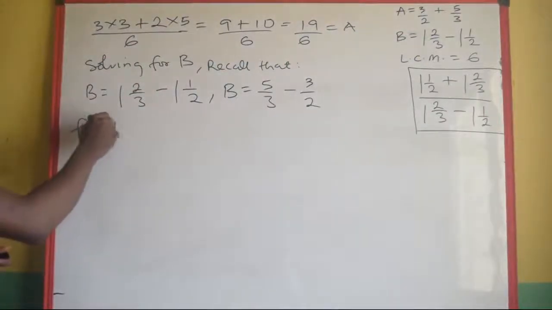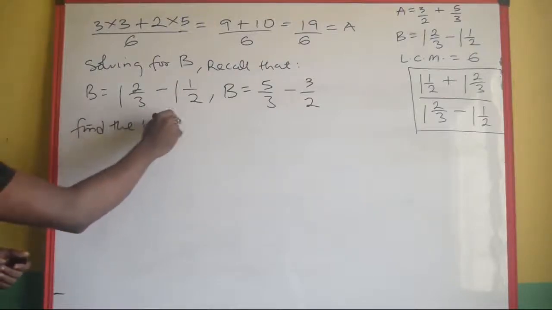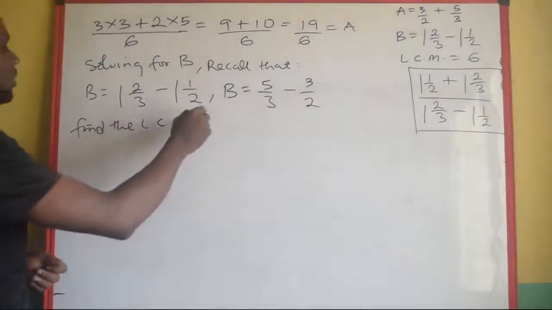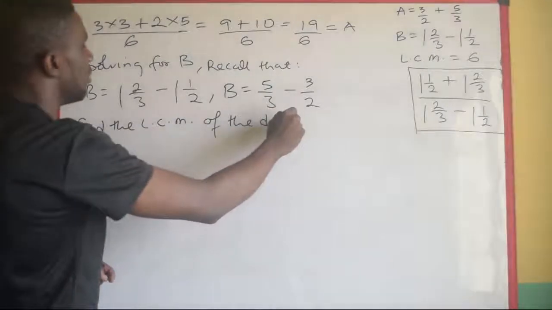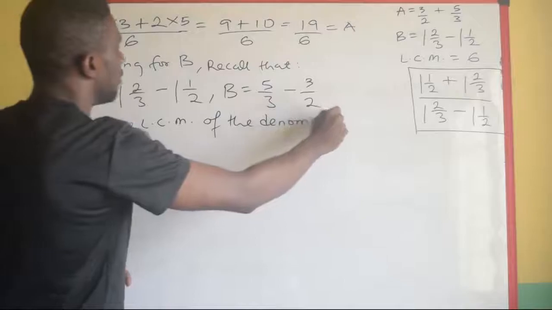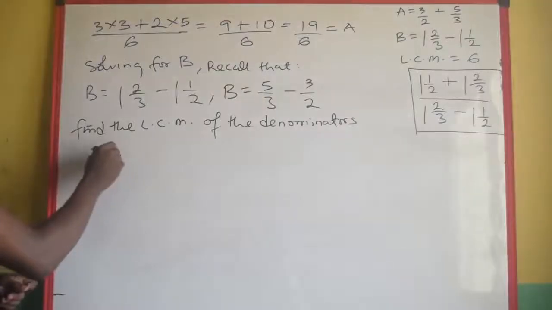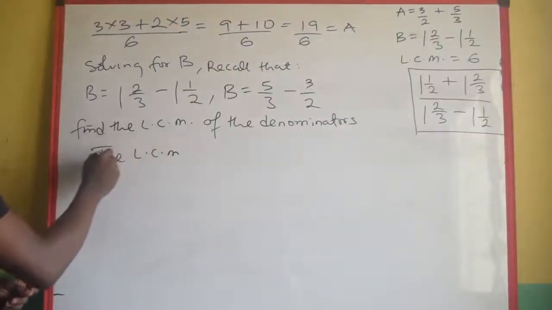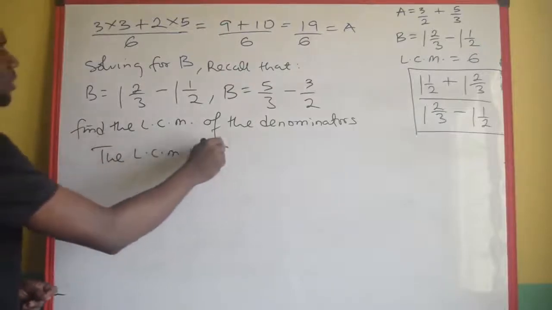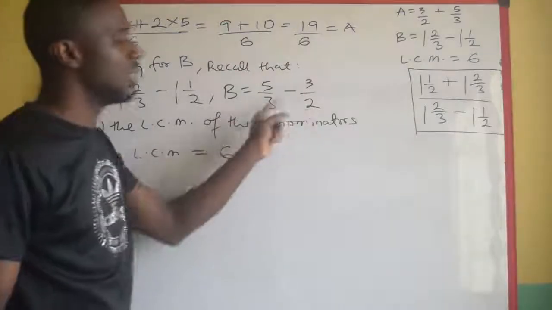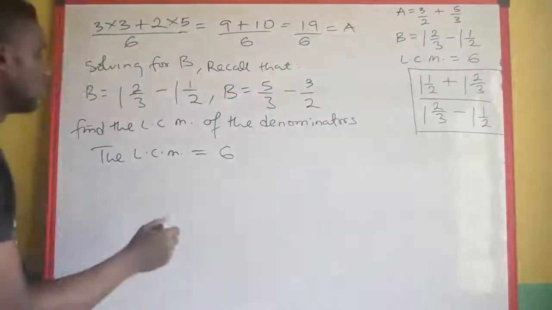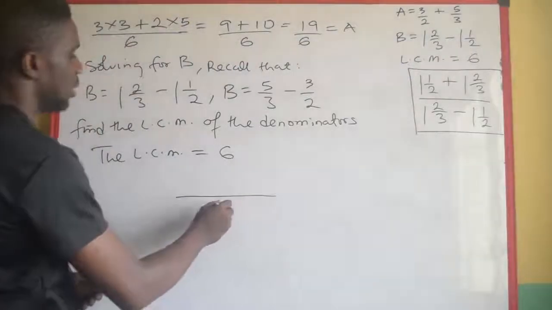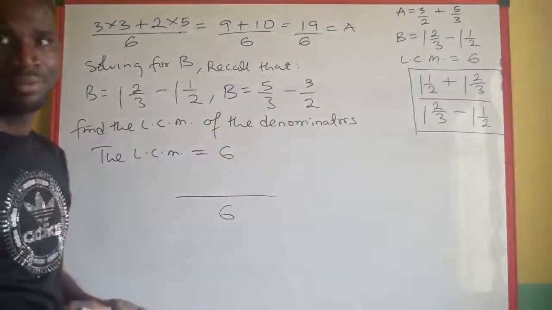Lucky enough, we must also find the LCM of the denominators of B. When you write, find the LCM here, it is nothing but 6. LCM between 3 and 2 is 6. We draw a line, put our LCM, which is 6.